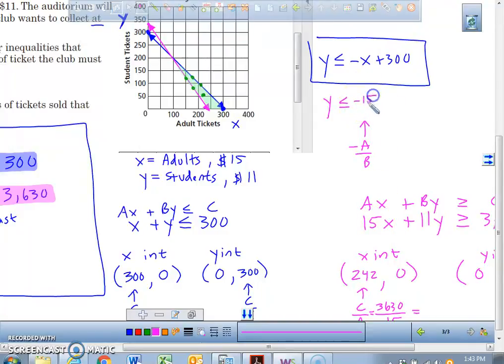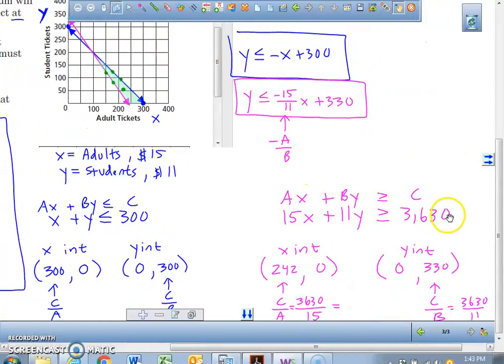Negative 15. What's my b value? 11x. And we already know our y-intercept was at a what? 330. So I just quickly changed this equation into slope-intercept form. Now, if you don't know what I just did here with the slope, if you're in standard form, your slope is negative a over b.